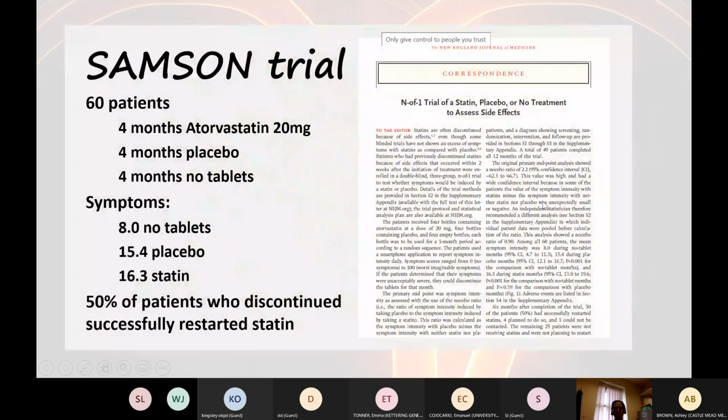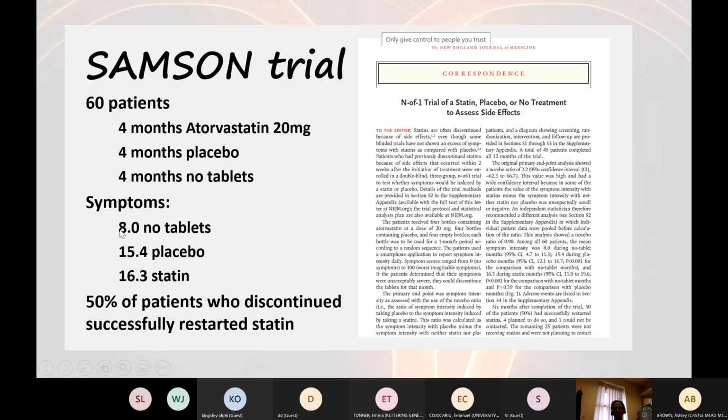Be aware of a trial called the SAMSON trial. I think this is a fantastic trial that everybody should know about. Only 60 patients involved. Over the course of a year, they spent 4 months on atorvastatin, 4 months on a placebo, and 4 months on no tablets.